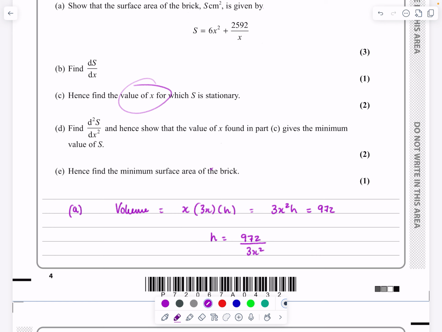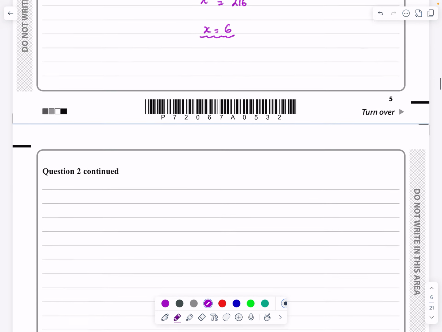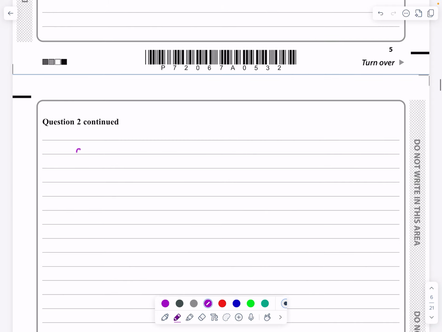Well, when I second differentiate, if the d2s by dx squared is positive, then it's a minimum, and if that works out to be a negative, then it's a maximum. So let's do all that. I'll do it over here. So part D. Let's find d2s by dx2 first. So what was ds by dx? It was minus 2592 x to the minus 2 plus 12x.